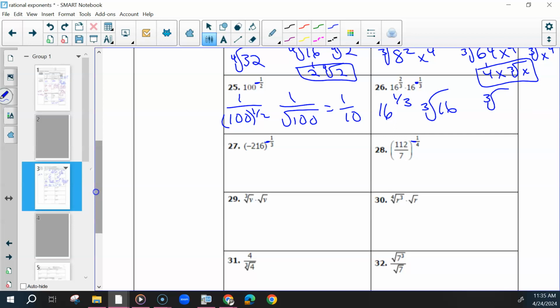4 is a perfect square, but not a perfect cube. 2 to the 3rd, 8. So the cube root of 8 times the cube root of 2, and the cube root of 8 is 2.